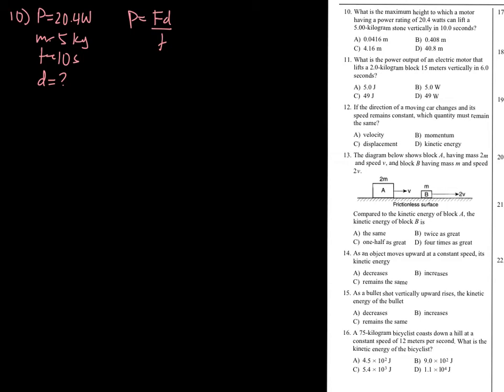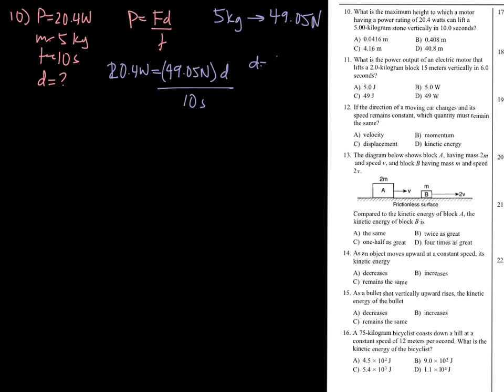On the side, you should change that 5 kilograms to newtons by multiplying by about 9.81, and you should get about 49.05 newtons. Okay, so now we can do 20.4 watts is equal to 49.05 newtons times our D, which we're looking for, over 10 seconds, and you should get D is equal to 4.16 meters. Choice C.